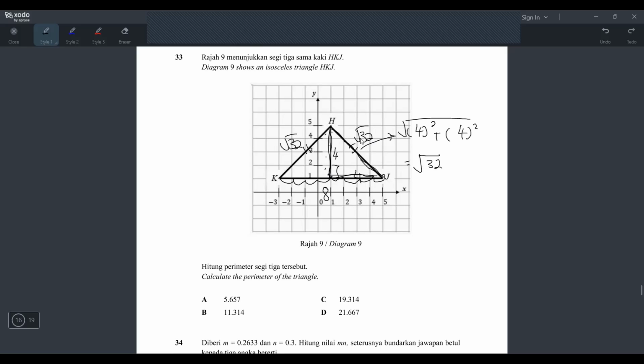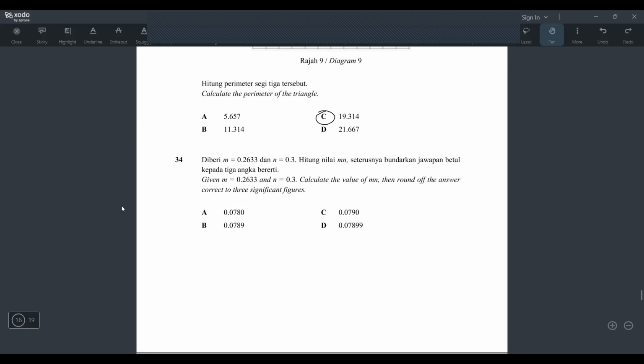Now you take square root 32 plus square root 32 plus 8. Then you get the answer. Square root 32, let's press plus square root 32. And then plus 8. Make sure you tekan carefully. Okay, and then convert to decimal, please. 19.31. So the answer is C. Okay. So because all the answer is in decimal, that's why you convert to decimal, right?